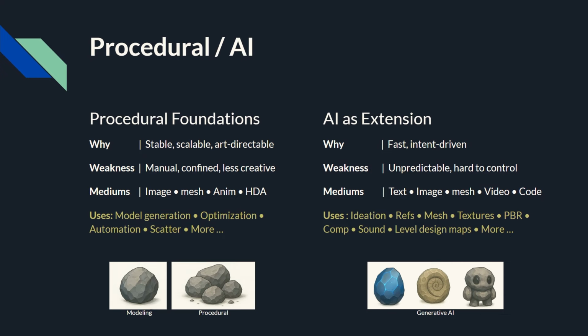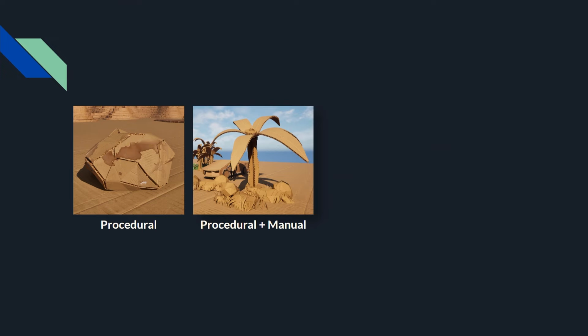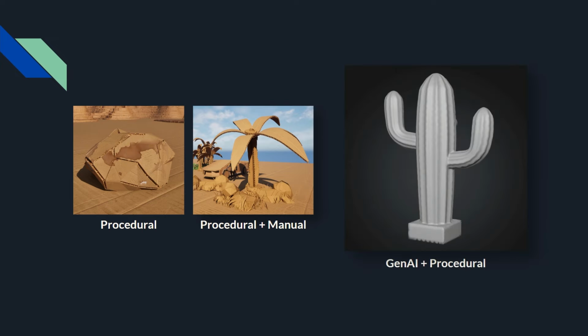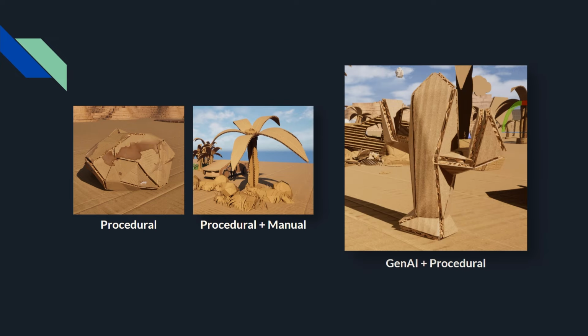One second. Okay. So here's a procedural rock made in the cardboard theme that you saw before. Here's procedural with some manual placement to do an environment element. But here's one where I'm combining with GenAI to generate a mesh, and then build a procedural process on it, and then we can do any mesh.